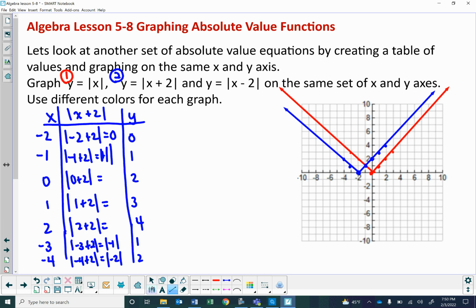Okay, so here's equation number 2. All right, let's do the next one. Whoops, I wanted this one to be in purple. Equation number 3 is going to be in purple.